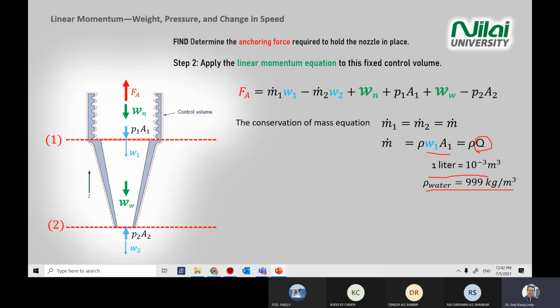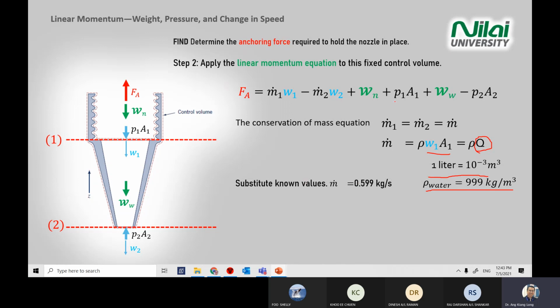Later on, I will give you a table. You need to refer to the table according to temperature because water will change its density according to temperature. So for this tutorial question, we will use 999, or you can use 1000. However, when it comes to the exam, there will be a table that gives you a reference value for that particular temperature. Okay. So just to give you some idea what's going to happen.